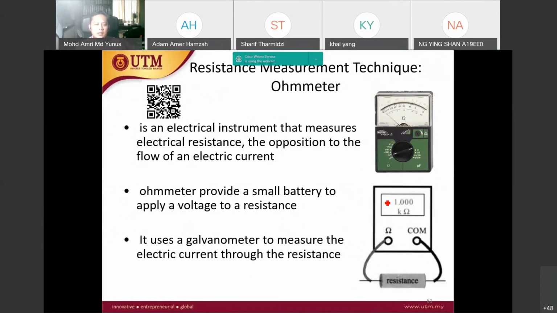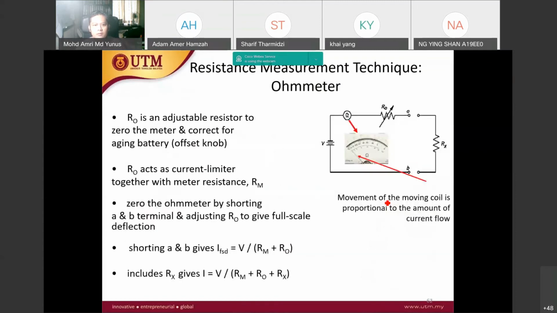Okay, so there's another technique. It's called using an ohmmeter. They measure resistance by using a power supply, a small battery, to apply a voltage to a resistor. And then we use the galvanometer. So first, this is the basic configuration.